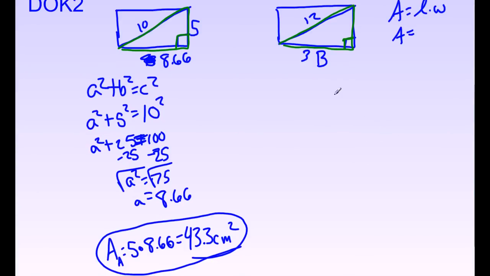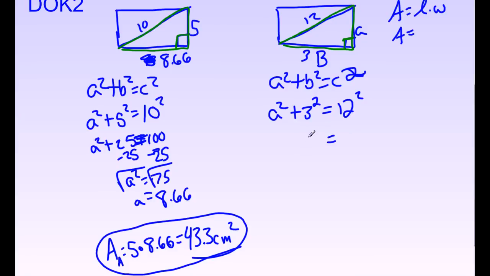Second rectangle. I need to use the Pythagorean theorem again because I'm missing either the length or the width, one of those other sides. I have this bottom side, I need the vertical here. A squared plus B squared equals C squared. Hypotenuse is 12, so you plug in 12. The side I know is 3, I plug in 3. The side I don't know is this other side here. We'll call it A.